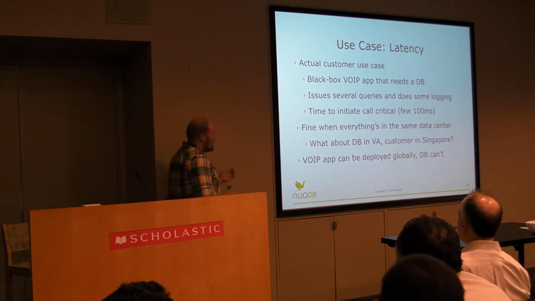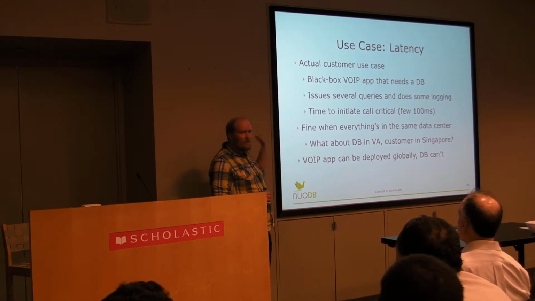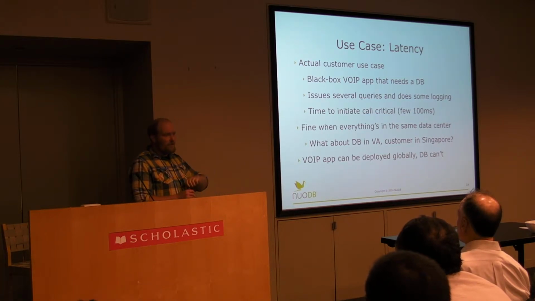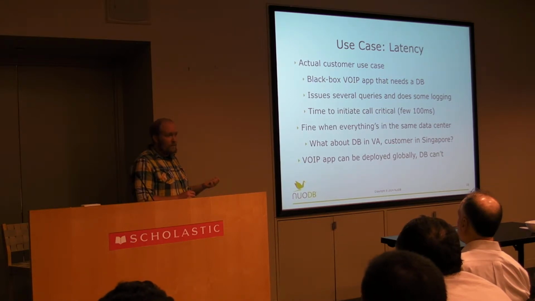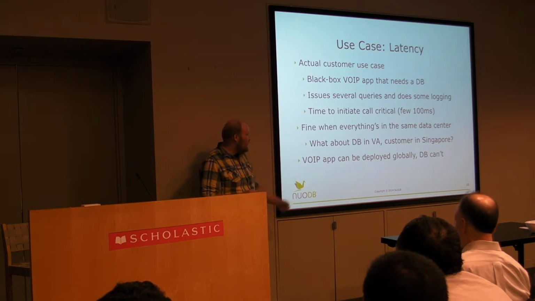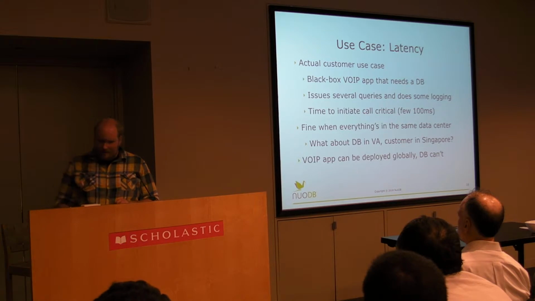So they started off, and everything was running in the Virginia data center for Amazon. And then they were able to spread to the West Coast, and it was still kind of okay, but it was still that one database in Virginia. Then they got some Far East customers, and they're running in Singapore, and suddenly they were having huge problems because call completion times were over a second. And the VoIP app could be deployed globally. You could run that in every single data center, but they needed a single database somewhere.